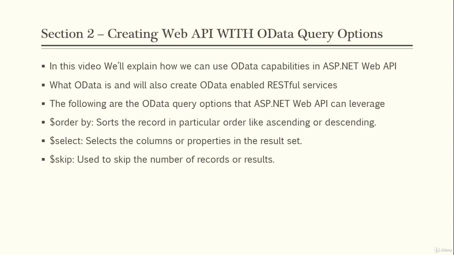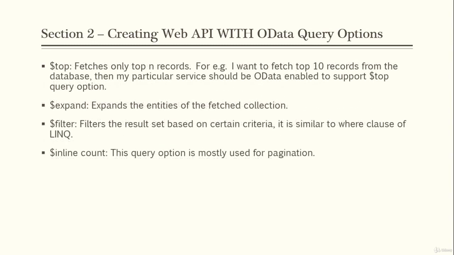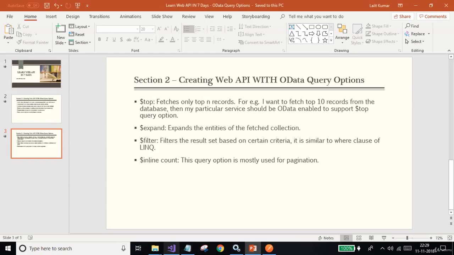And following are the OData query options that we can use with the API calls. We have order by, select, skip, top, expand, filter, and inline count. So we can actually use all these query options with our API calls. So let's start with Visual Studio.